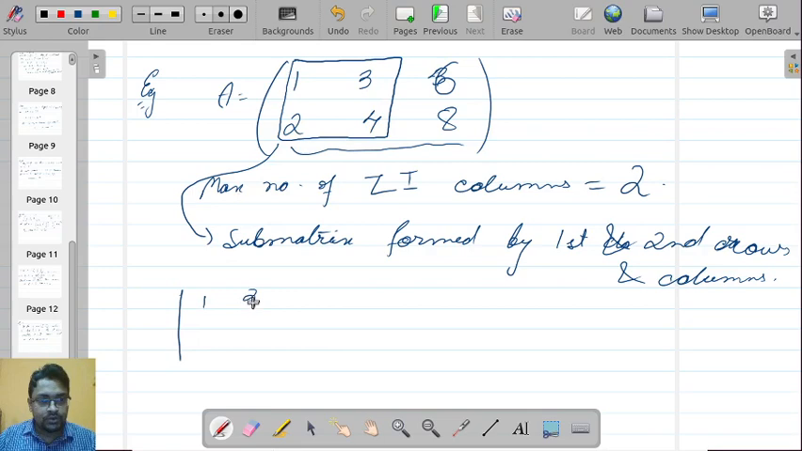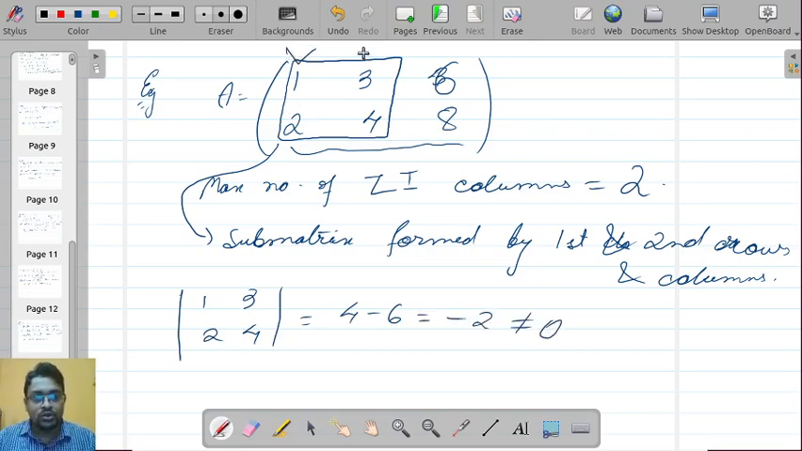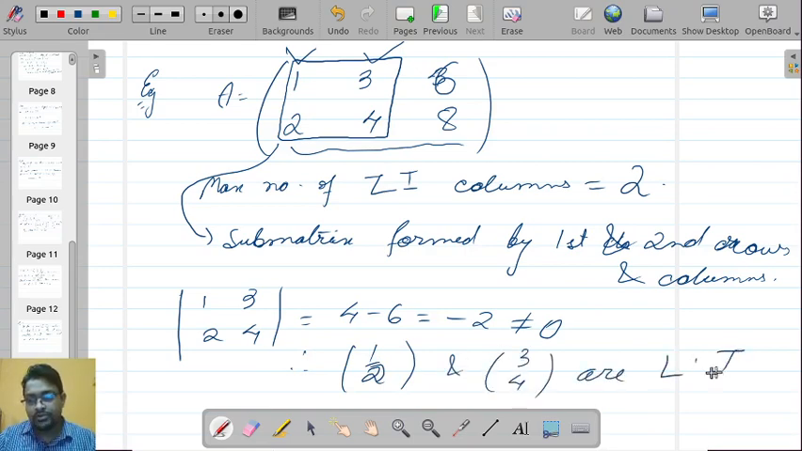The determinant of 1, 3, 2, 4 is equal to 4 minus 6, so that is minus 2, which is non-zero. So what can I conclude? These two columns are linearly independent. Therefore 1, 2 and 3, 4 are linearly independent.